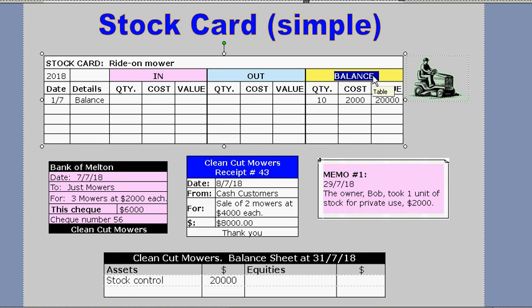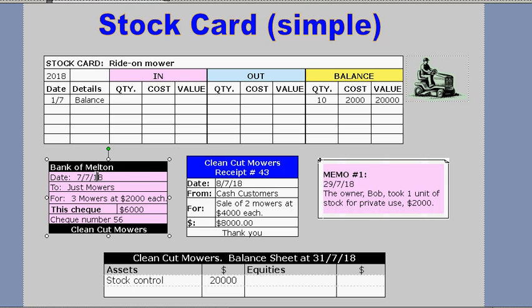Stock cards can be done manually or, of course, today electronically. Whether it's manual or electronic, the concepts are the same. Stock cards record the movements of stock in and out of the business, and it keeps a running balance of the stock on hand at any point in time.